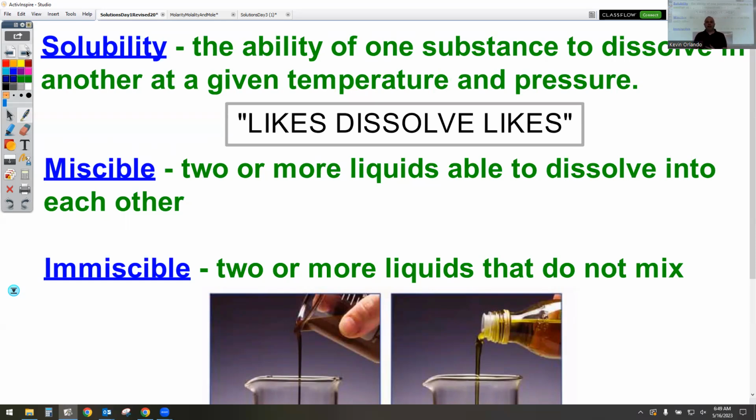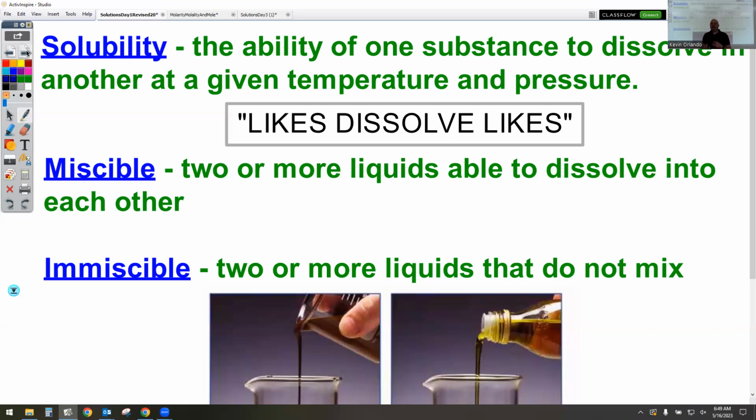Now, in this case, I have the term up there, likes dissolve likes. That simply means that things that are polar, if you think back to when we talked about molecular polarity, things that are polar, like water, dissolve things that are, or solutes that are also polar. So if you think about an extreme case of polarity, something like sodium chloride, which is an ionic compound, that dissolves well in water because water is polar and it's able to pull apart the positive and negative charges that make up a sodium chloride crystal.